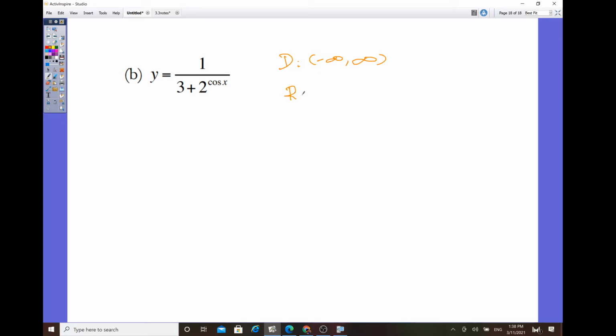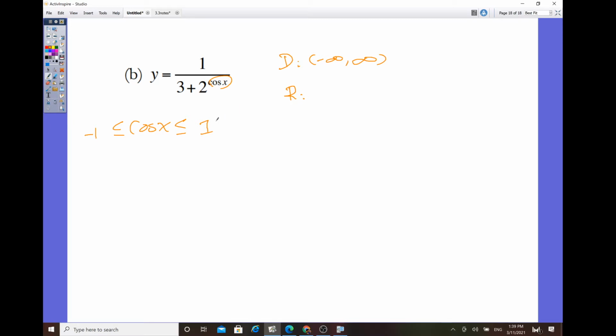But what about the range? How do we determine the range? So for the range, there are so many factors involved right here. Besides the exponent, we also have the denominator 3 and the numerator 1 right here. Well, let's find out. For the exponential function, one thing we can include is the range of cosine of x, which is always bounded between -1 and 1.